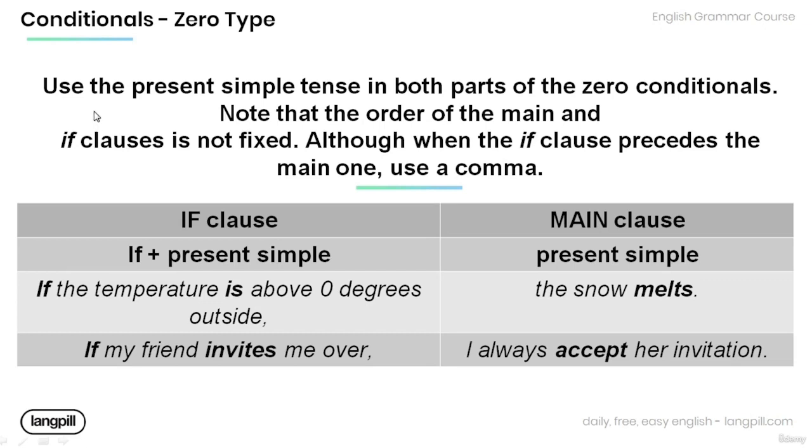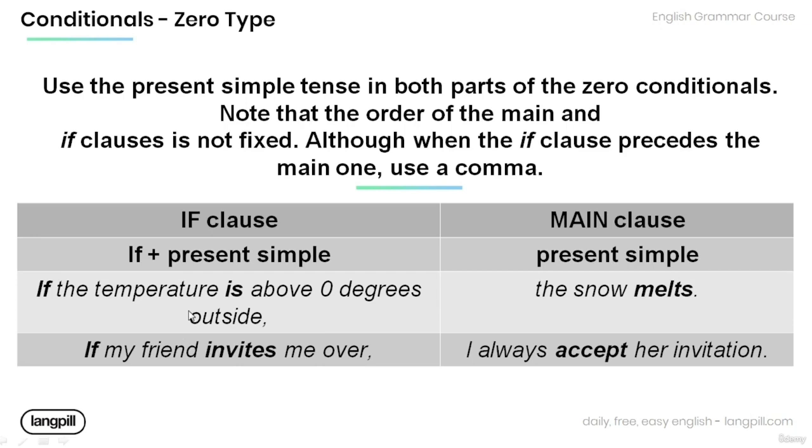Now, make sure to use the present simple tense in both parts of the zero conditionals. Note that the order of the main and if clause is not fixed, although when the if clause precedes the main one, make sure to use a comma. Have a look at the table below. The if clause includes if plus present simple, and the main clause, present simple. Have a look at the examples below.